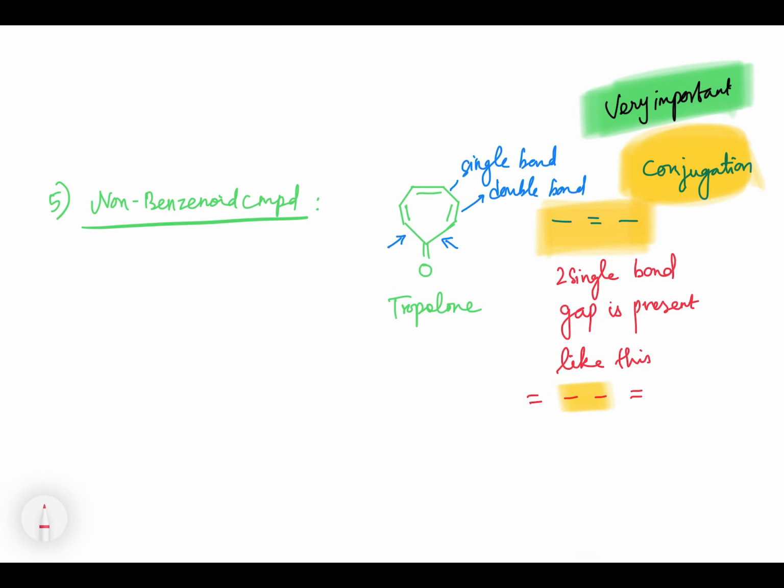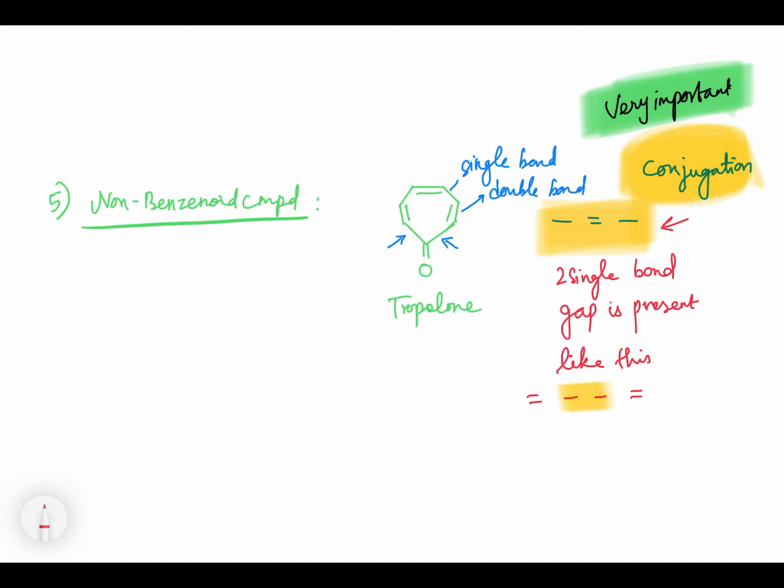With that being said, let's go to the non-benzenoid compounds. What is a non-benzenoid compound? Before telling that, I'll tell you what is conjugation. Now, you can see towards the right of your screen, there is a single bond, then there is a double bond, then there is again a single bond. I've just highlighted it with yellow color. Hope you can see that. I'll just draw an arrow for you to see that.